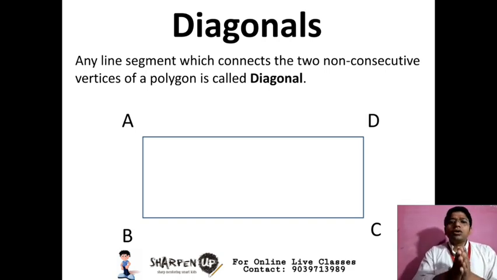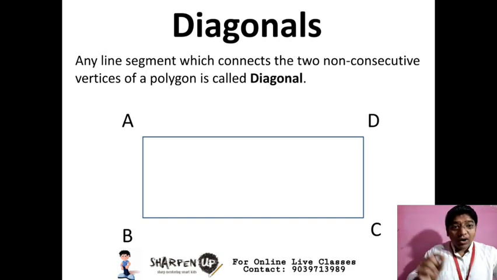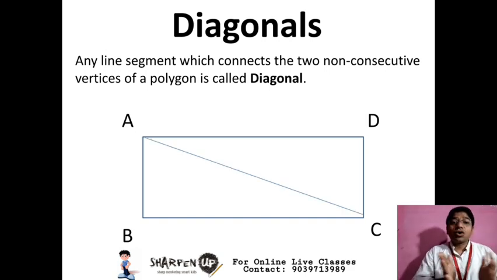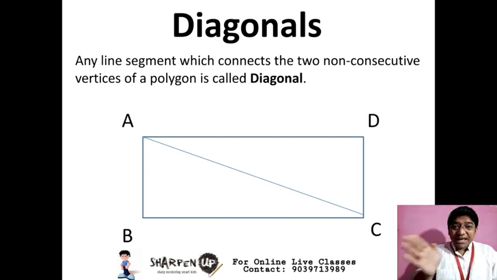Can you tell me what the consecutive vertex of A is? If we go in the anti-clockwise direction, then the consecutive vertex of A is B. And if we go in the clockwise direction, then the consecutive vertex of A is D. So what is the non-consecutive vertex of A? That is C. So the line segment which joins A and C is called a diagonal. That means AC is a diagonal of this figure.